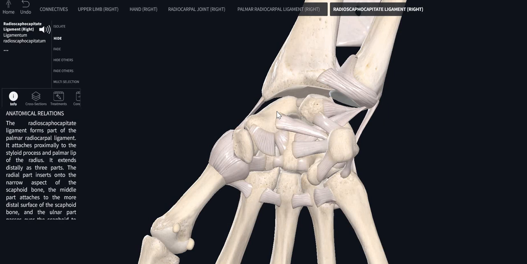If it does go unhealed or undiscovered, it can cause wrist arthritis.